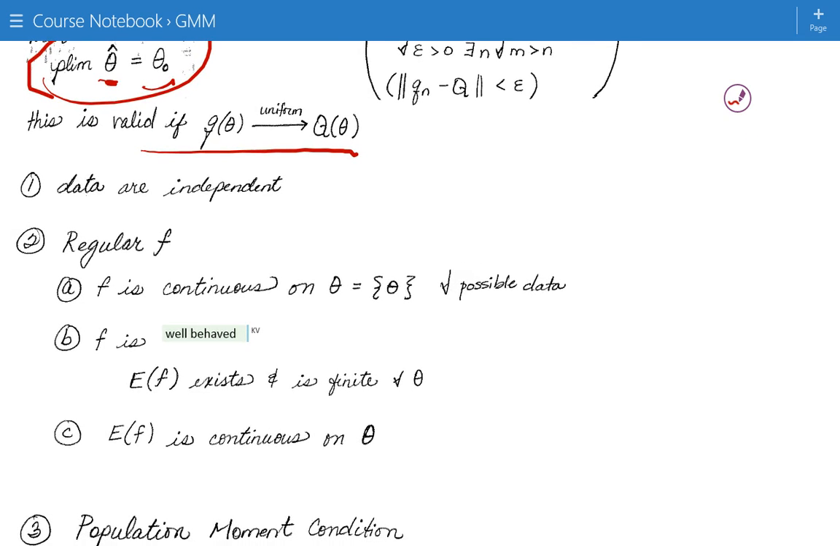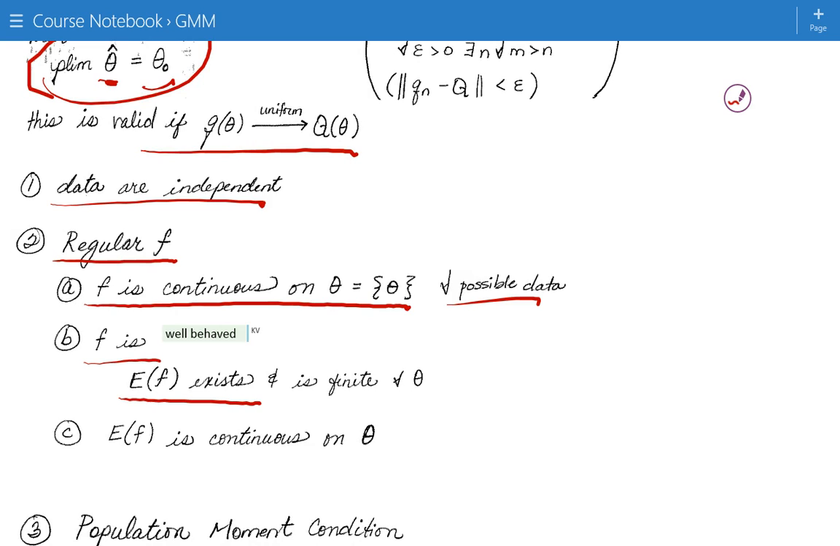We have the data are independent, or they're what's called ergodically stationary. We won't worry about those nuances for this particular lecture. And that the moment conditions F are regular, which is to say that F is continuous on the parameter space theta for all possible data, and F is well behaved, which is to say that the expected value exists and is finite for all theta, and the expected value is continuous on theta.